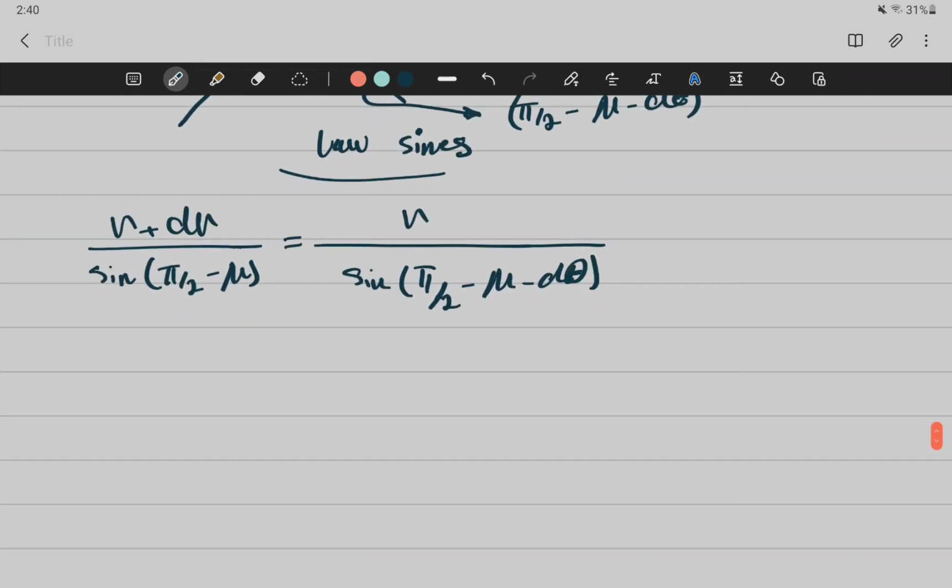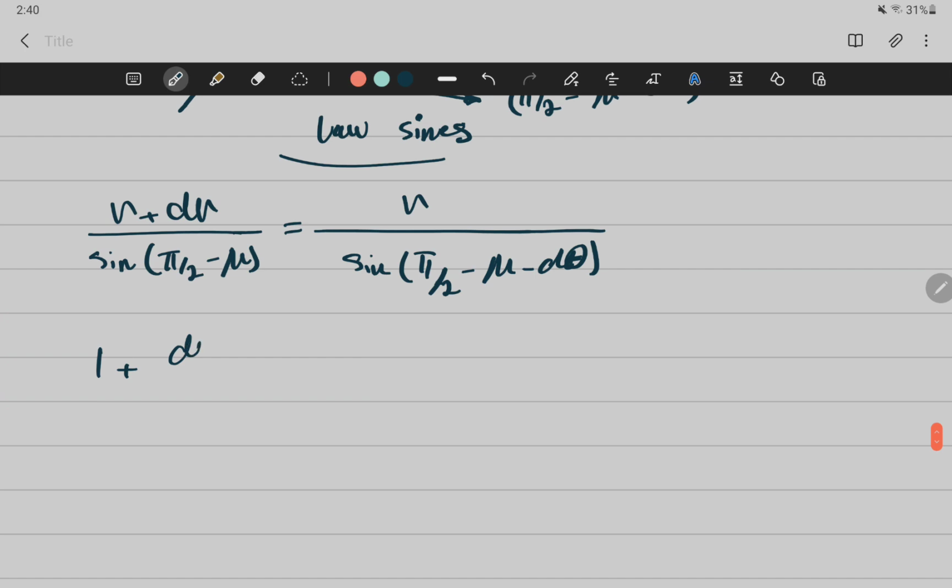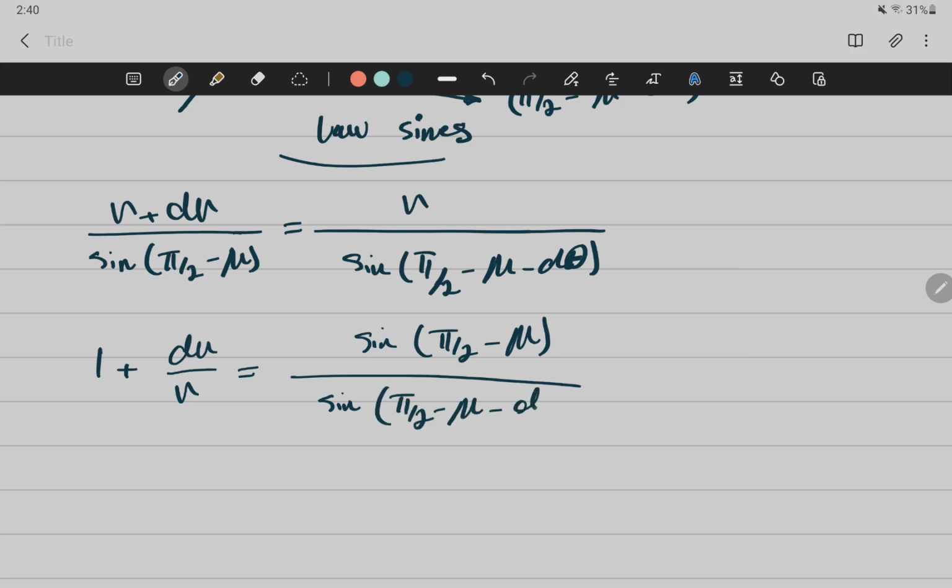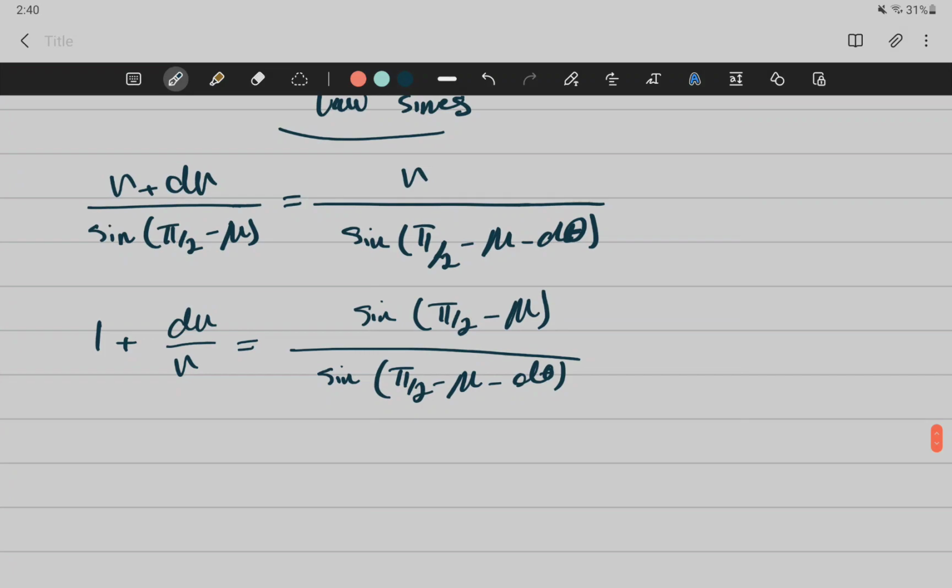And we can move all of the v's to one side and all of the sines to the other side. So let's do this. We are going to get 1 plus dv divided by v equals sine of pi over 2 minus mu divided by sine of pi over 2 minus mu minus d theta. Again, the goal here is to find the relationship between the two velocities, or find the change in velocity, after a Mach wave. If we have the Mach angle and we have the change in angle, d theta, we essentially have already found that relationship.